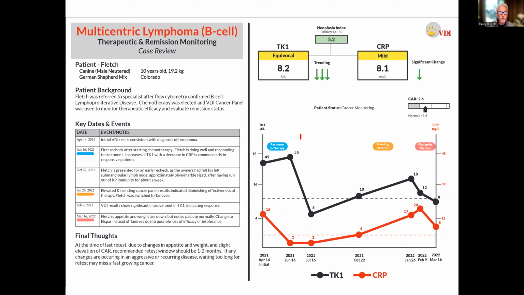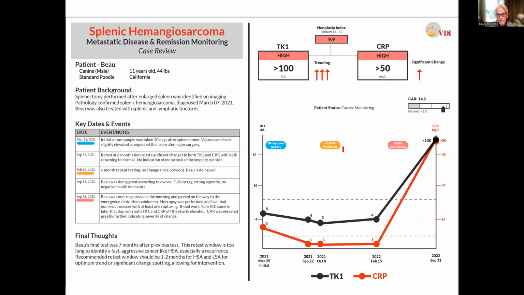This would be your typical multicentric B-cell lymphoma case where it goes up, it goes down, and then here's the hockey stick, it goes back up again. On this particular patient, there was a positive response to therapy. Then the trending occurred, so it started low, went up. You'll notice CRP, again, lags a little bit behind the TK, very common. TK is usually the first one to pop. Then a change in therapy was warranted, and now the patient's been brought back into remission status. So this is an excellent use of this. And this was a splenic hemangiosarcoma.